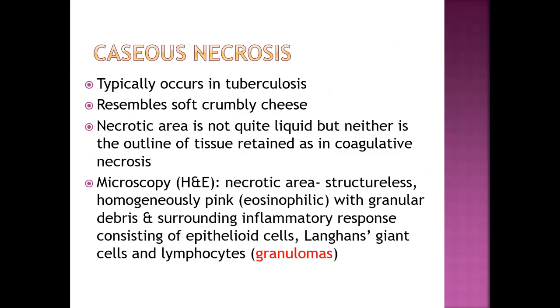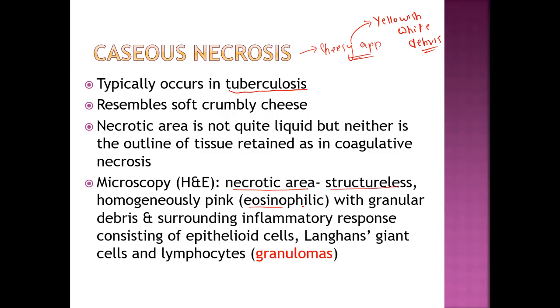Now talking about caseous necrosis, it is called cheesy appearance. Caseous necrosis is also called cheesy necrosis. The cheesy look is due to yellowish white debris. This causes the cheesy appearance and it is most commonly seen in tuberculosis. On microscopic examination, we can see coagulative and liquefactive necrosis, and the necrotic area is structureless.